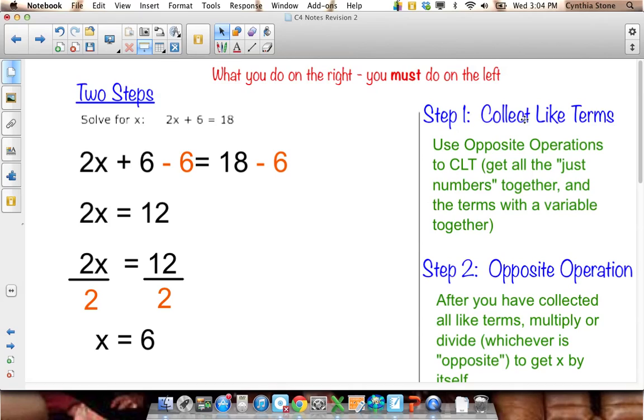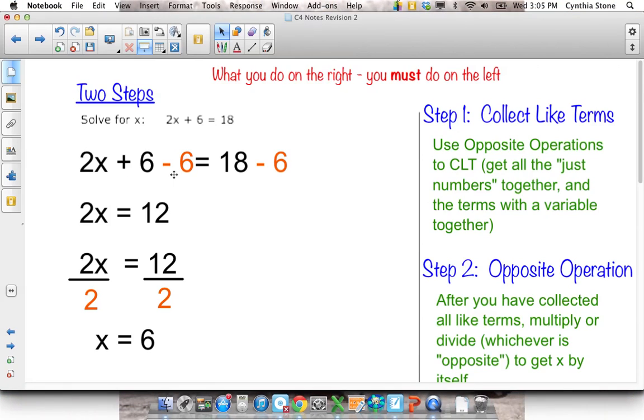So the first step is to collect the like terms, and that means I use opposite operations to get all the just numbers on one side of the equation and all the just x's on the other side. Here I have a just number, which is the 6, but I have an x term here. So I'm going to use the opposite operation, which is subtract 6, to get rid of that 6. Because 2x plus 6 minus 6, 6 minus 6 is 0, right? So I end up on this side of the equation with just 2x. And over here, I have to subtract 6 as well: I did it on the right, so I have to do it on the left, and if I did it on the left, I have to do it on the right. Here I get 12. So that ends up 2x equals 12.